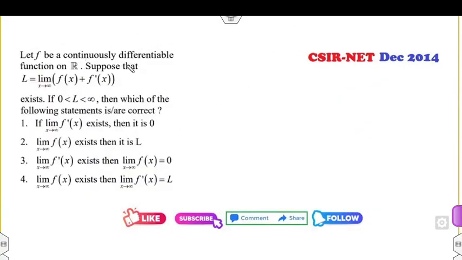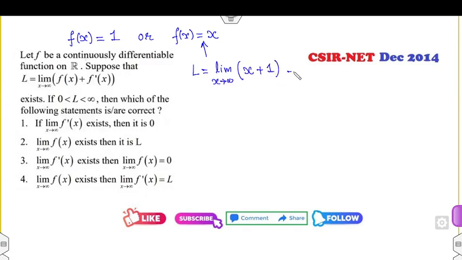f is a continuously differentiable function on R. Which function can you take? Any continuous function. One of the easiest ways is to think about f(x) = x. So if I think about this, what is the value of L, the limit as x approaches infinity of f(x) plus the derivative, that's 1? What is the limit? Infinity. But we need f(x) strictly less than infinity. So this example does not work.